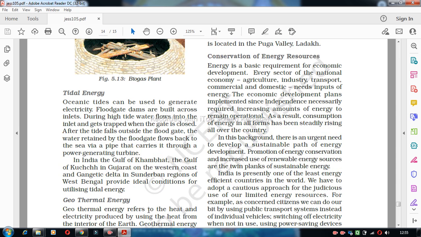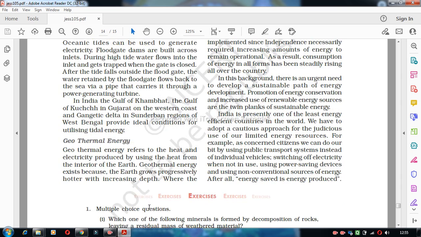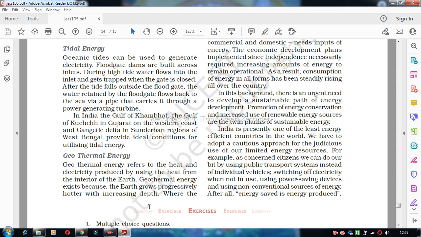In India, the Gulf of Khambhat and Gulf of Kutch in Gujarat on the western coast, and the Gangetic Delta in the Sundarban region provide ideal conditions for utilization of tidal energy. Next, geothermal energy. Please read this topic. Whenever there is a difficult point, please let me know. The geothermal energy refers to the heat and electricity produced by using the heat from the interior of the earth, which you already studied in 8th standard with the help of diagrams.